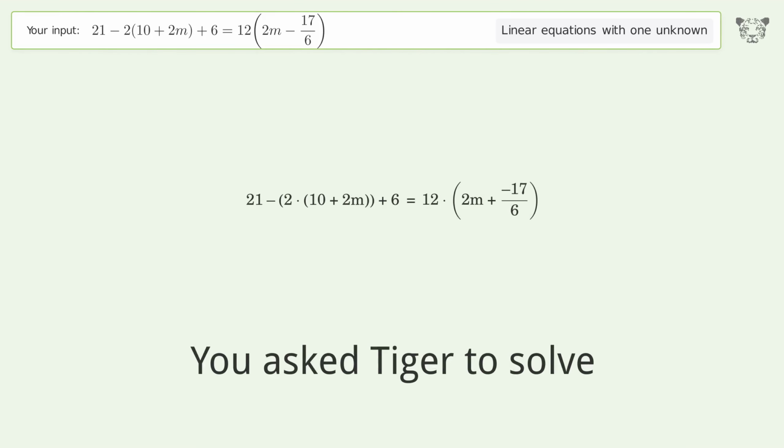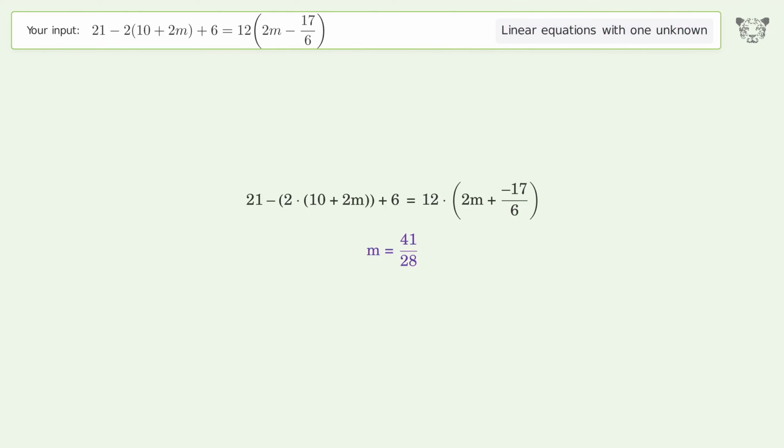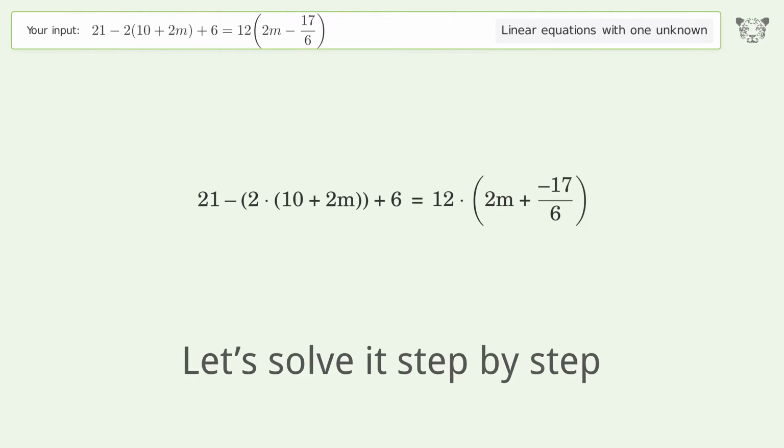You ask Tiger to solve. This deals with linear equations with one unknown. The final result is m equals 41/28. Let's solve it step by step.